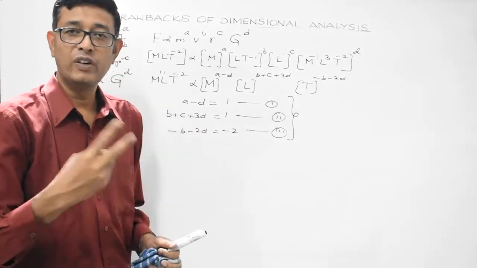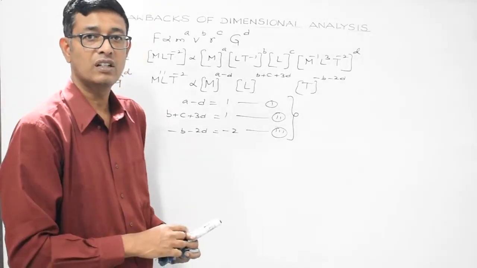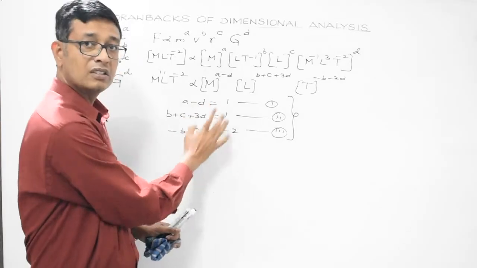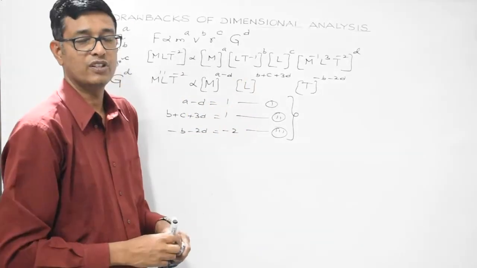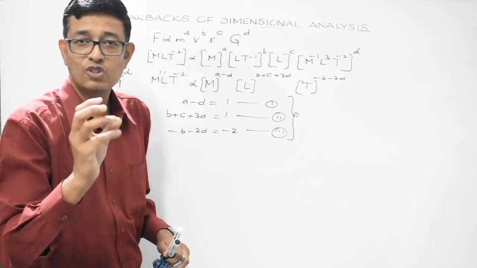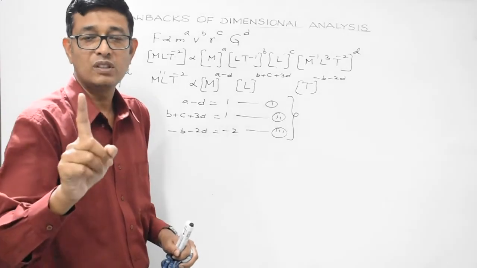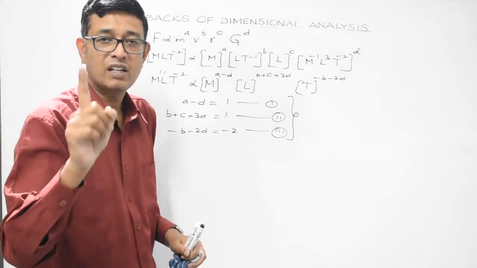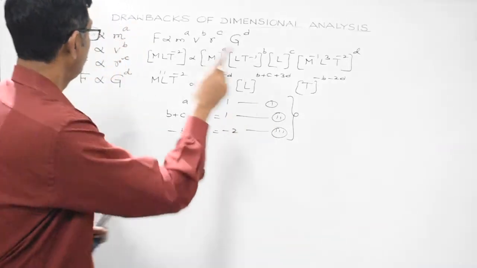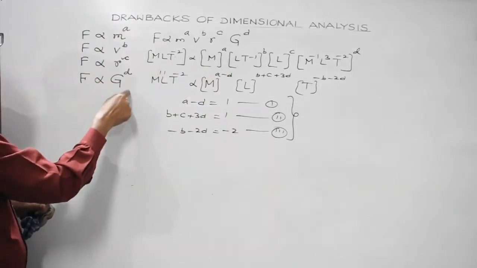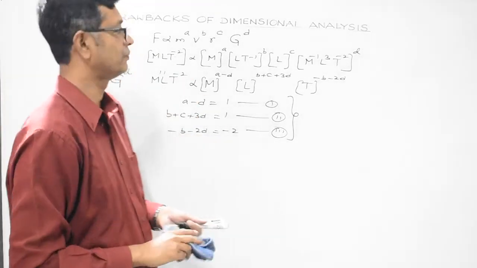In case there are 2 variables, 2 equations are required. In case there are 3 variables, 3 equations are required. And in order to solve 4 variables, 4 equations must be required. But here we are having only 3 equations. So this is the drawback which I am talking about. So remember students, dimensional analysis cannot be used to derive a relation when a physical quantity is dependent on more than 3 other physical quantities. Clear?